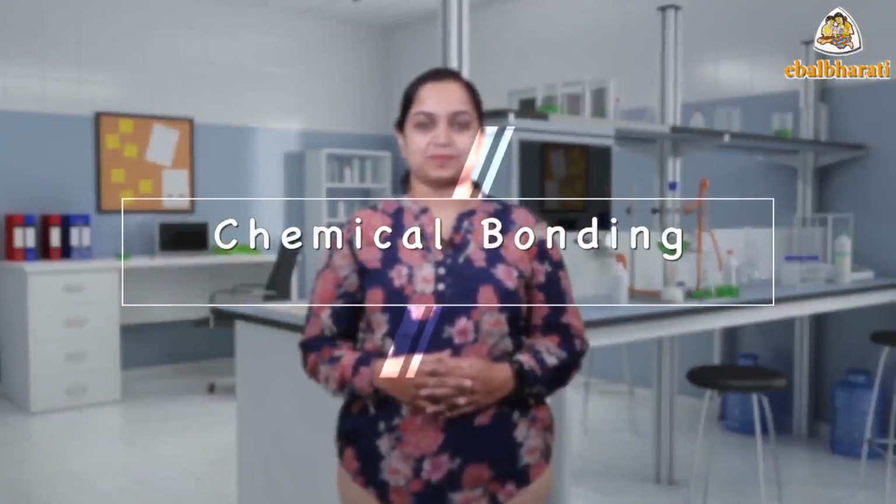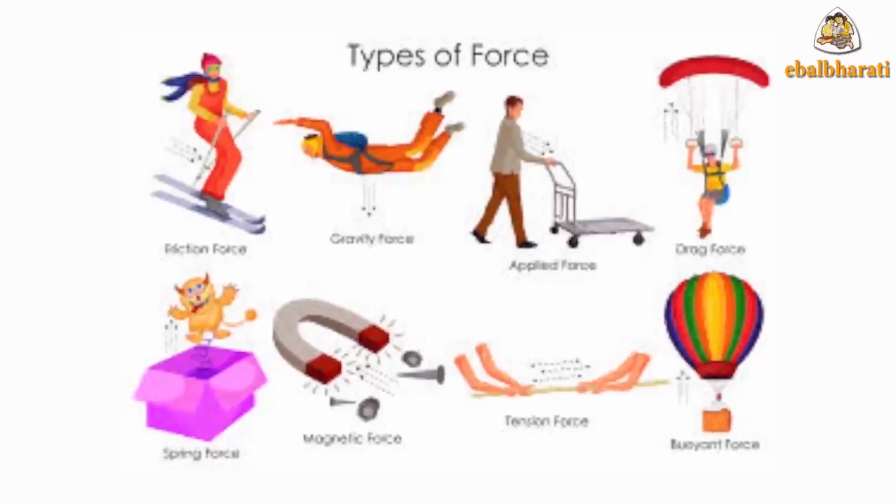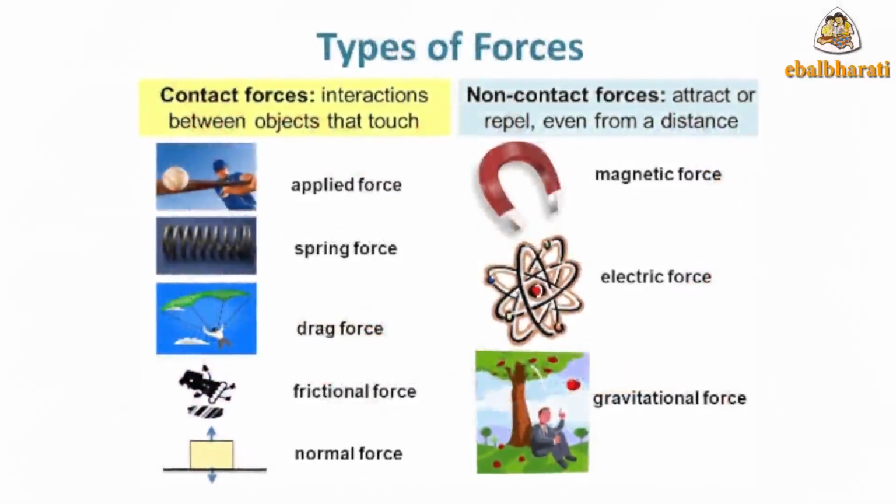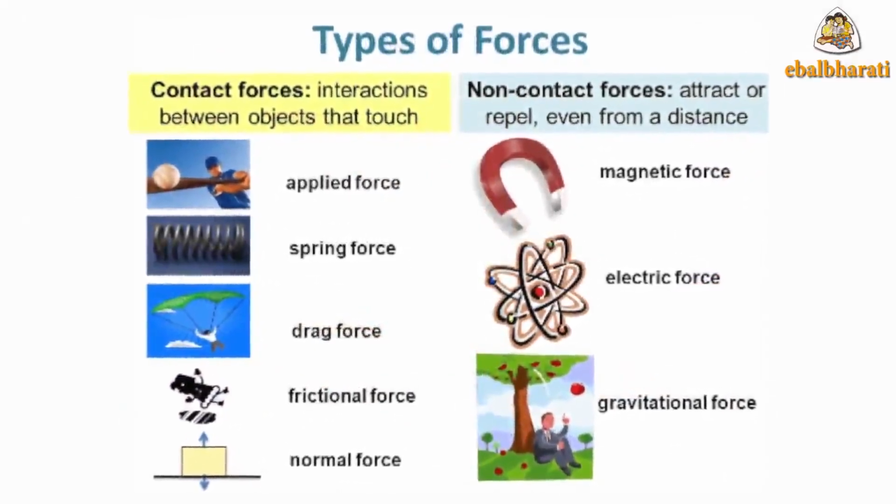Hello. Today we'll go through chapter 5 of chemistry. Why are atoms held together in chemical compounds? There must be some forces that hold them together. You have already learned in lower classes that the forces that hold atoms together in a compound are the chemical bonds.